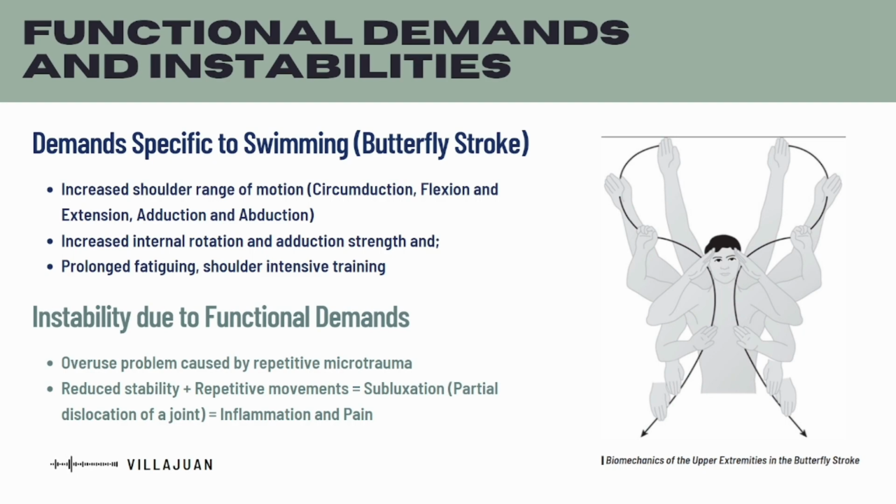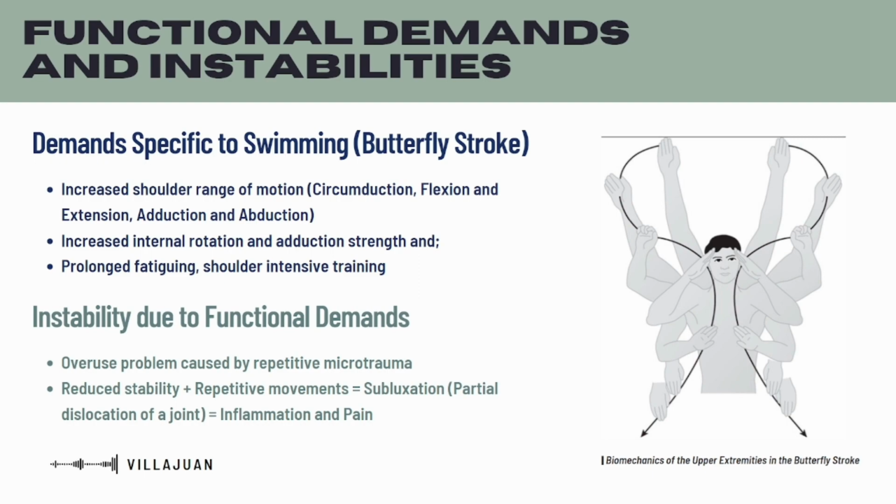To be particular, the biomechanics of the butterfly stroke includes the increased range of motion in the upper extremities, such as circumduction, flexion and extension, as well as adduction and abduction. Since the patient is a competitive swimmer, it is unavoidable that these demands should always be met for her to continue participating in her sport.